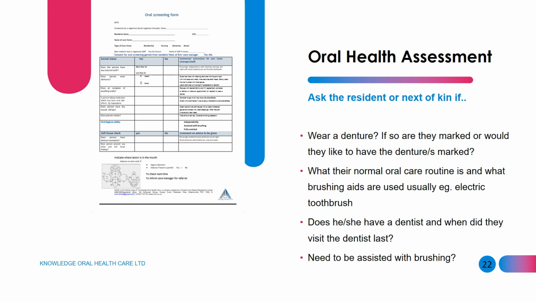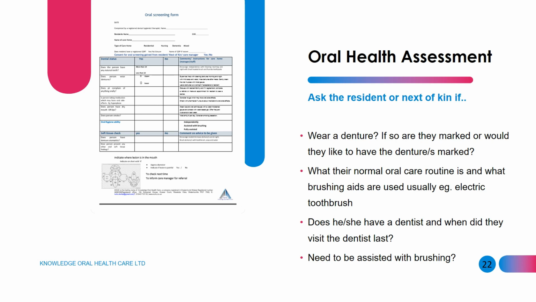Now, the oral health assessment, you need to find out basic information from the resident and/or next of kin. But can I just highlight that it's not just a matter of asking the resident or next of kin for information, it also involves physically looking in the mouth. But with regards to asking questions, you need to ask things such as whether they wear a denture. If so, do they leave their denture out at night? Is the denture marked with their name on?